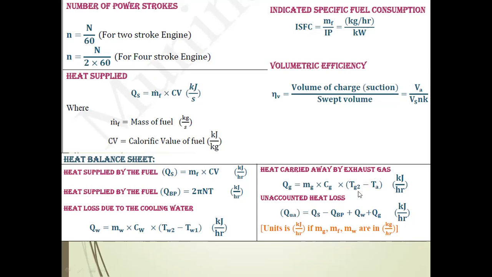After that, the unaccounted heat loss, Q suffix U suffix A. The unaccounted heat loss is obtained from the heat input, Q suffix S, minus the heat from the brake power output and the heat carried out by the cooling water. After that, the exhaust gas. So finally we can find the unaccounted heat losses.